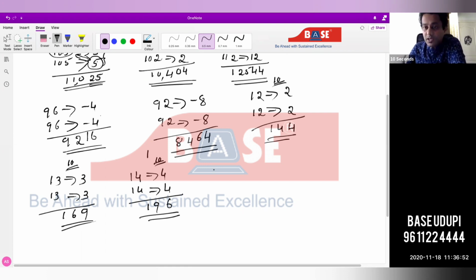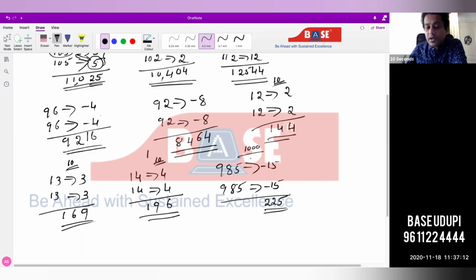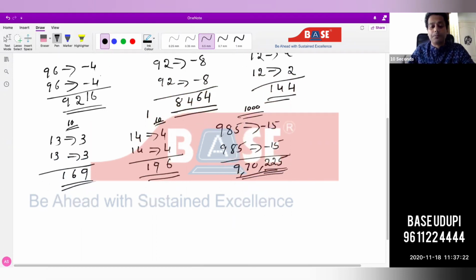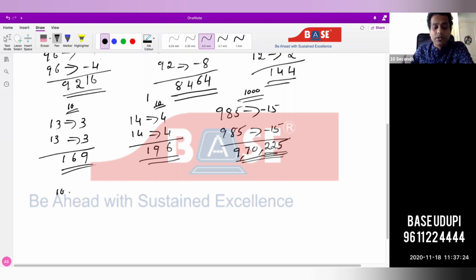Let me take a few numbers which are nearest to or close to 1000. 985 multiply with 985, it is 15 less than 1000, 15 into 15 is 225. 3 digits, if 1000 is the base, 3 digits are allowed, no need to carry, remember. 985 minus 15 is 970, so 970,225.